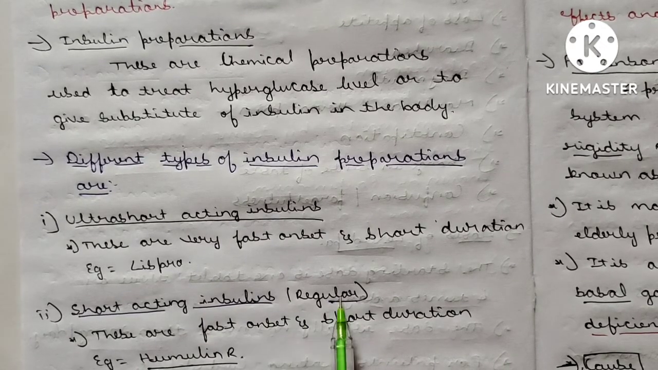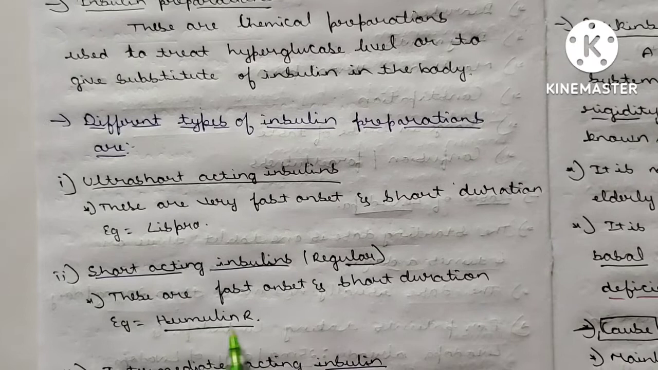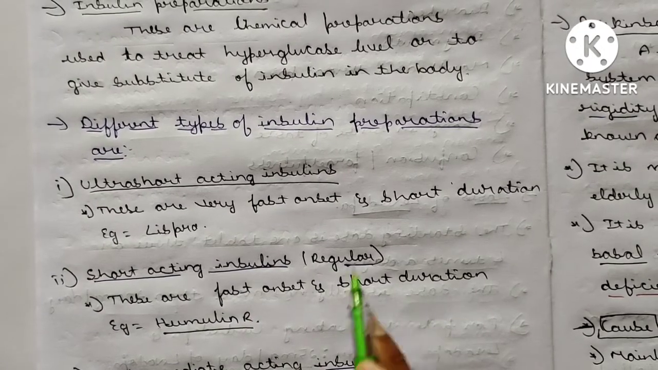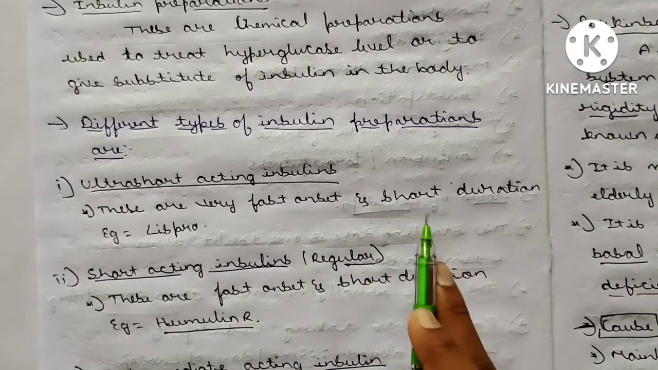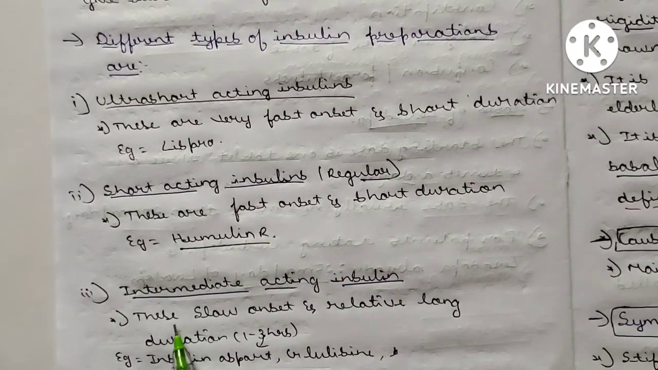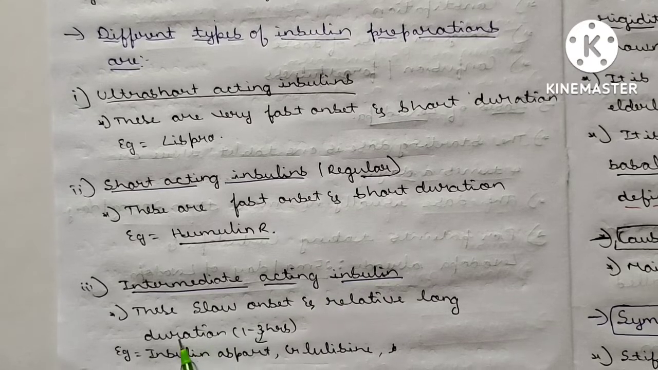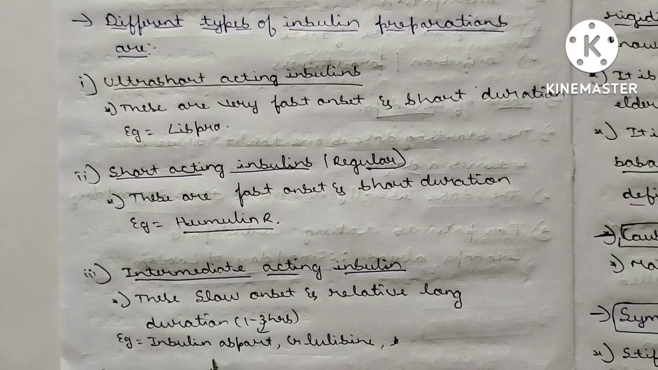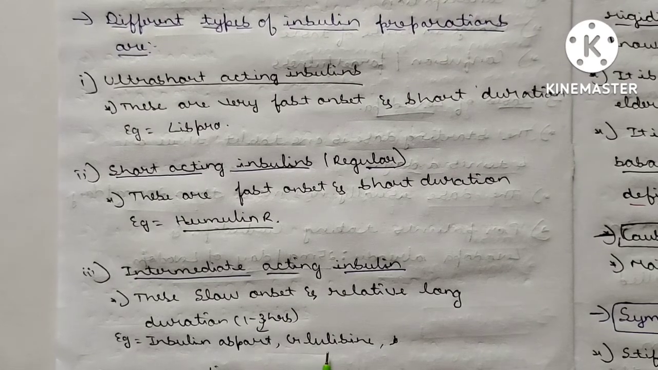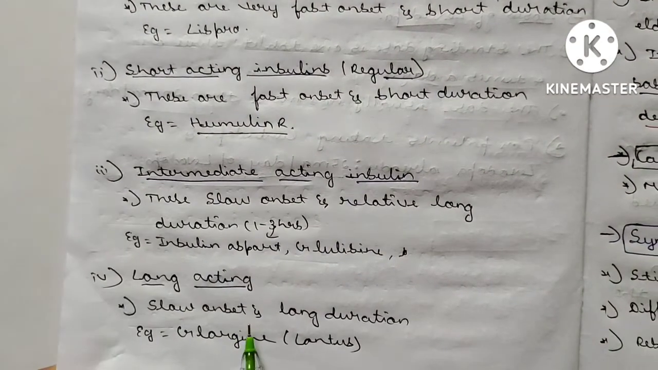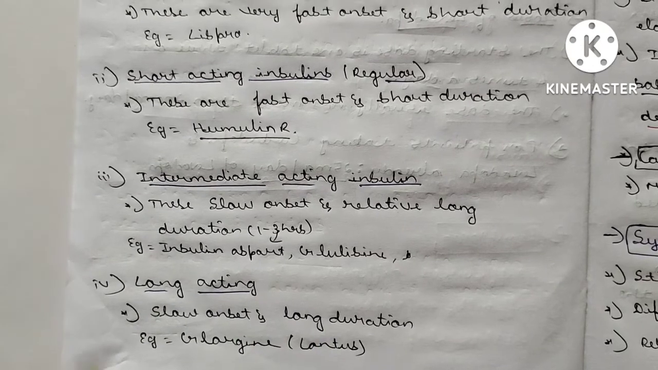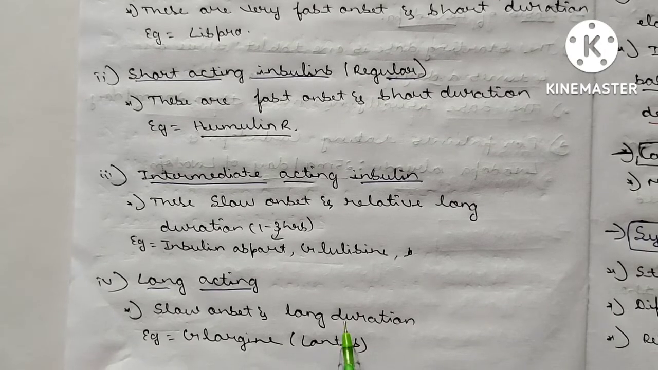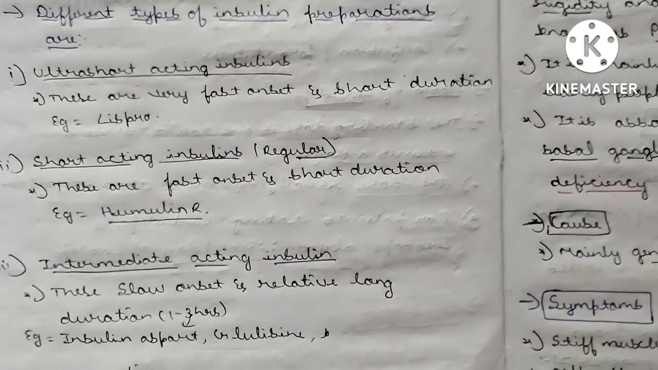Short acting insulins, regular insulins like insulin R, human insulin R, have a fast onset and short duration, like half an hour, they will work for only 1 hour. Intermediate acting insulins have a slow onset and relatively long duration, 1 to 3 hours, like insulin aspart and glulisine. Then long acting insulins have a very short onset and act for long, like 4 hours, 12 hours, 6 hours, for example Lantus, glargine.